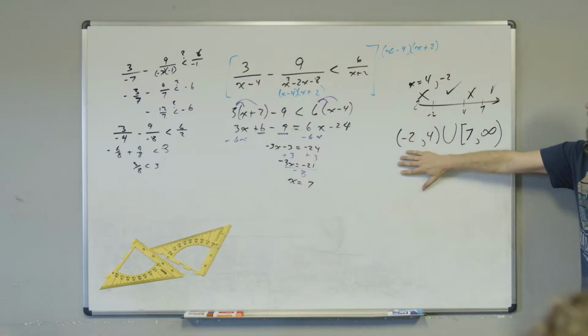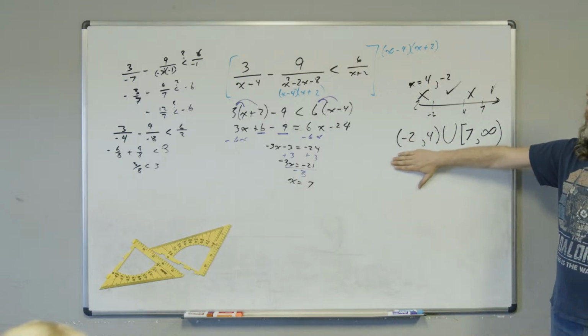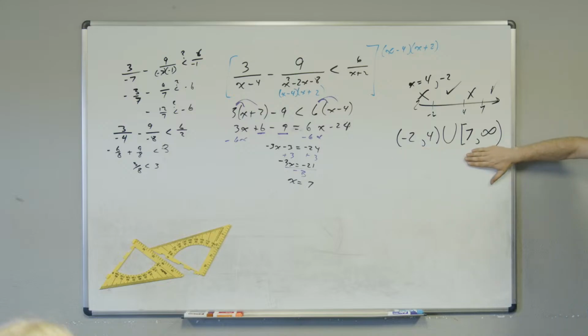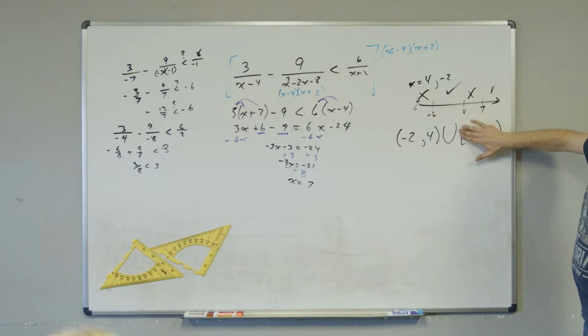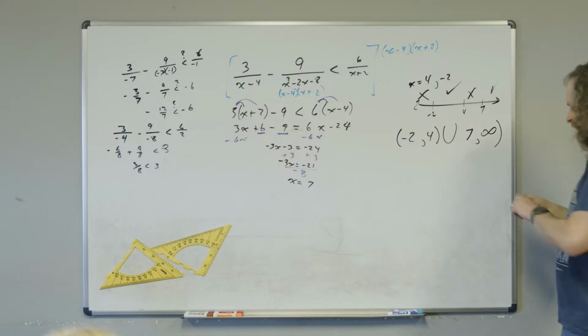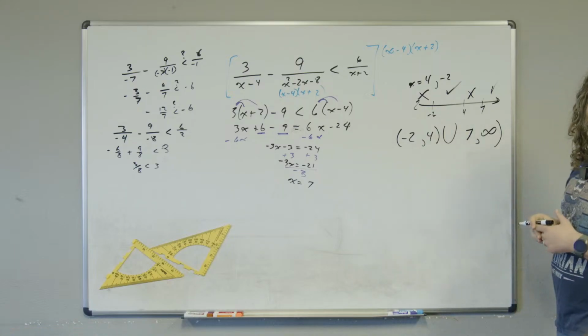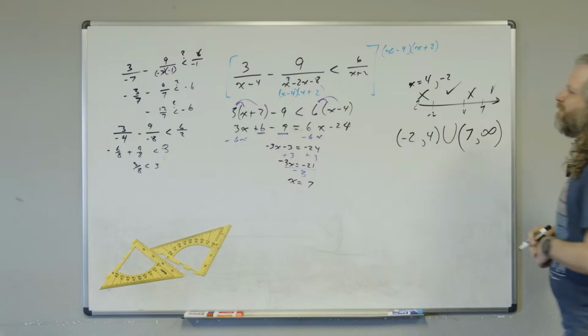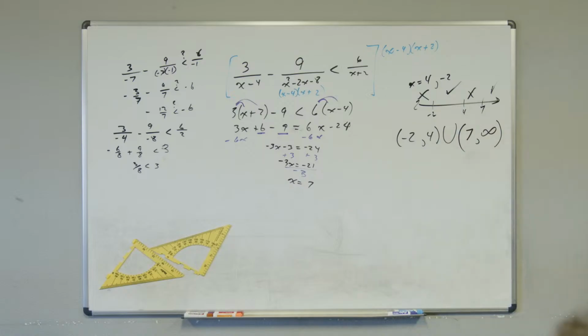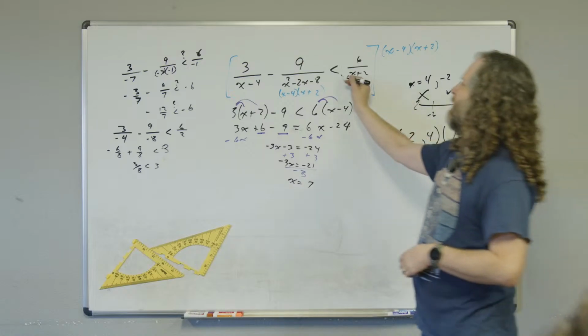And now it's anything in these ranges. Anything between negative 2 and 4 works, and anything from 7 to infinity works. So it doesn't have to be a less than or equal to. Oh, you're right. That's what you were talking about. Yeah, because it wouldn't be equal to, because there's no line here. You are correct.